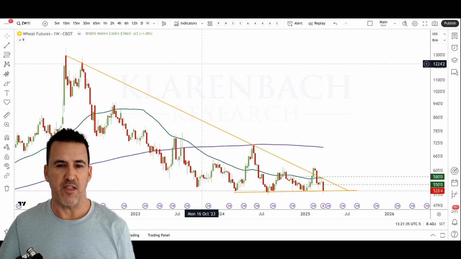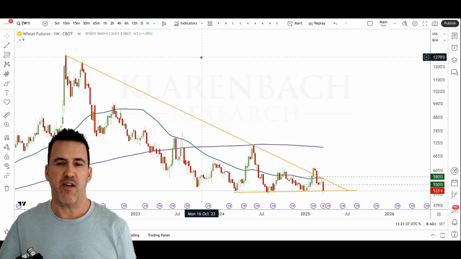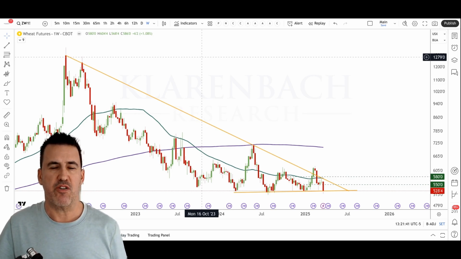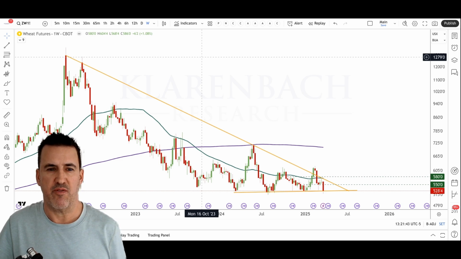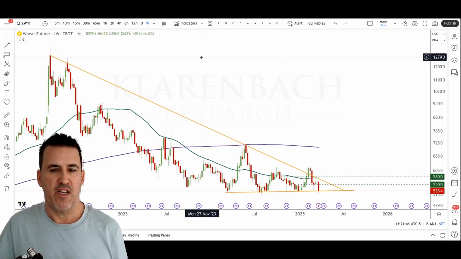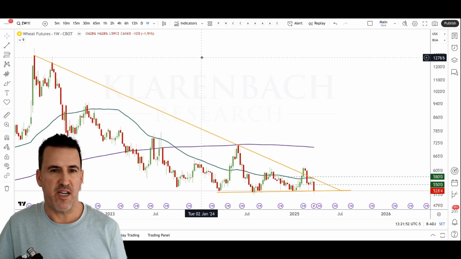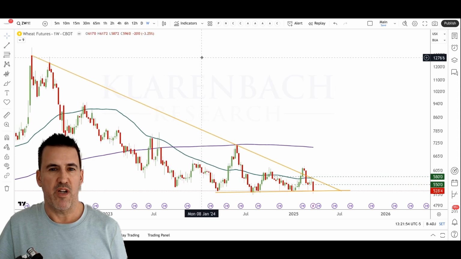Chicago wheat. Let's take a look at Chicago wheat. My name is Trent Klarenbach with Klarenbach Research. Today is March the 28th, 2025, and this is the weekly chart of Chicago wheat. It is the continuous chart, next contract in front, and each candle represents 1 week.